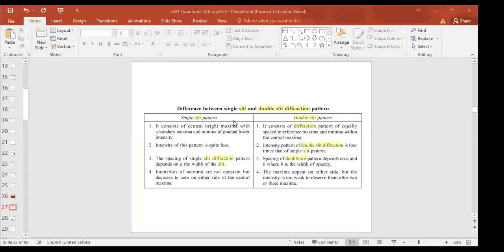So here you can see the comparison, the difference between single slit diffraction and double slit diffraction patterns. So I put you to read this one. You can see, for example, the intensity of this pattern is quite less in single slit. But here, the intensity pattern of double slit diffraction is 4 times that of a single slit pattern. So easily you can see the pattern with the double slit diffraction, Fraunhofer diffraction. So just read these things, then you can easily understand some of the differences between single and double slit.